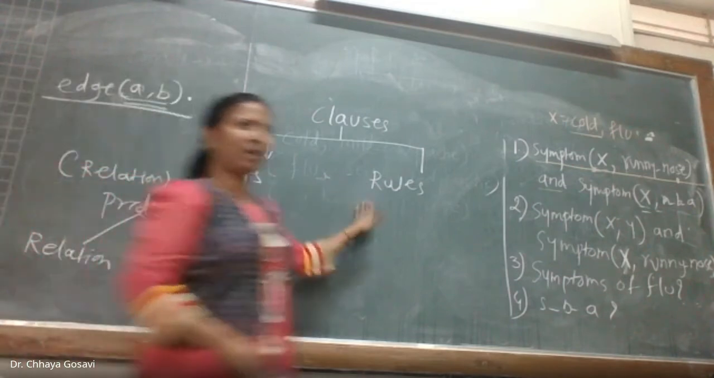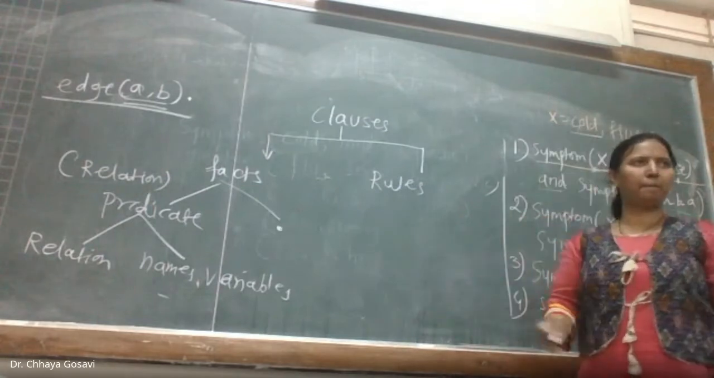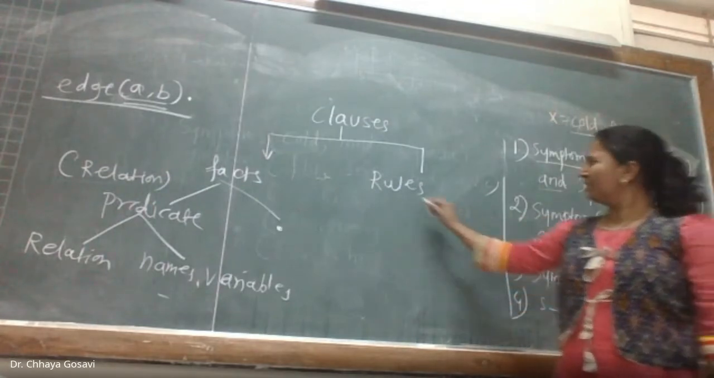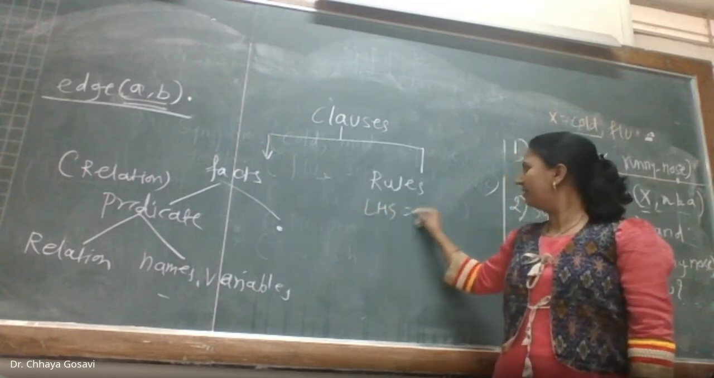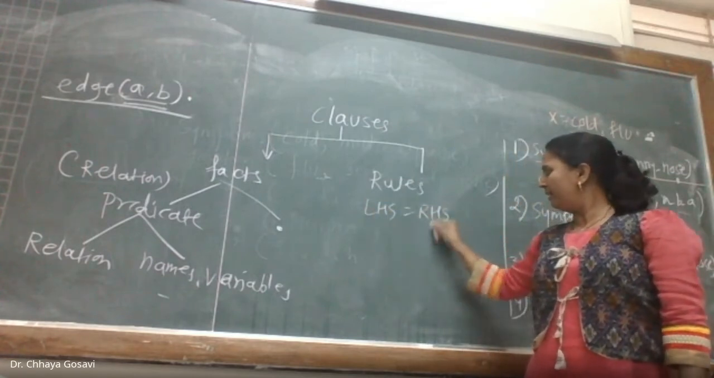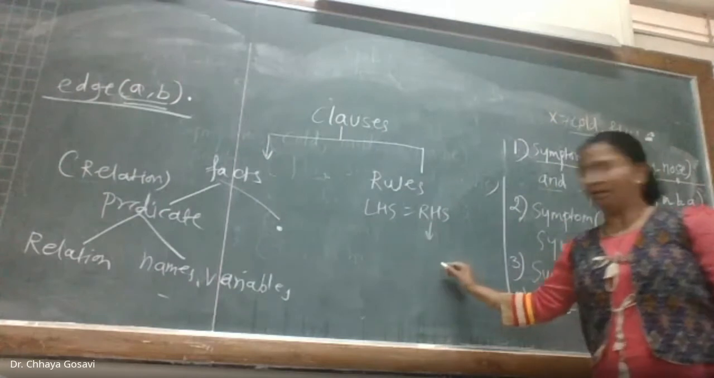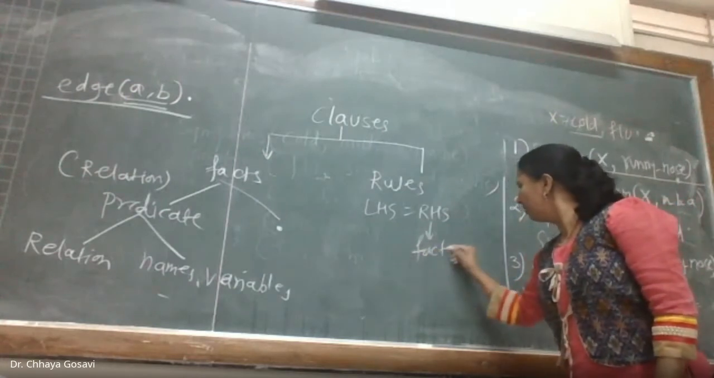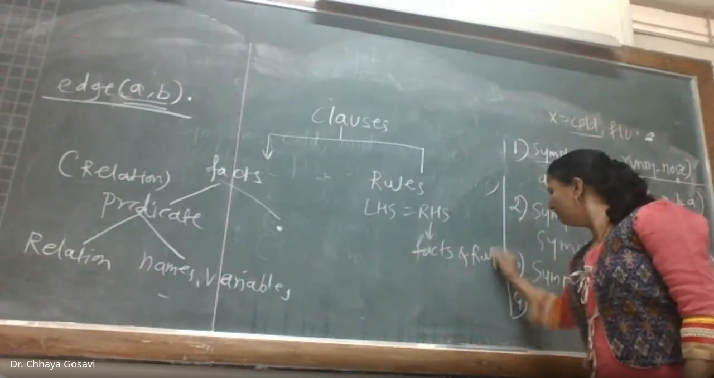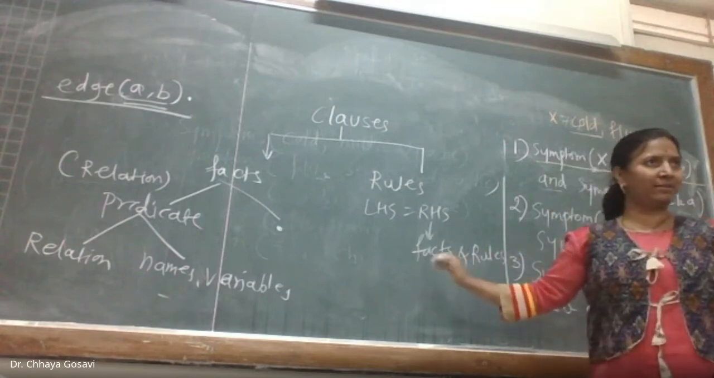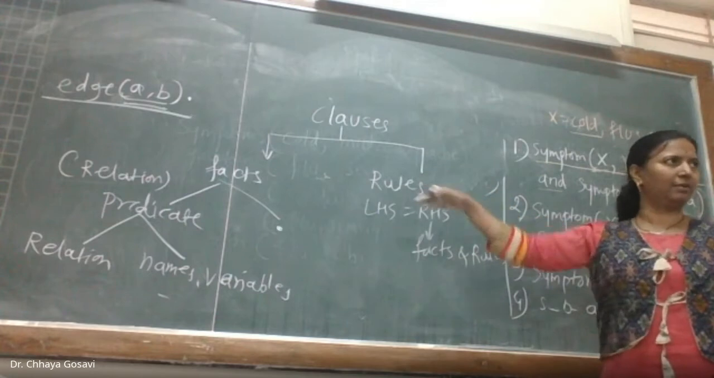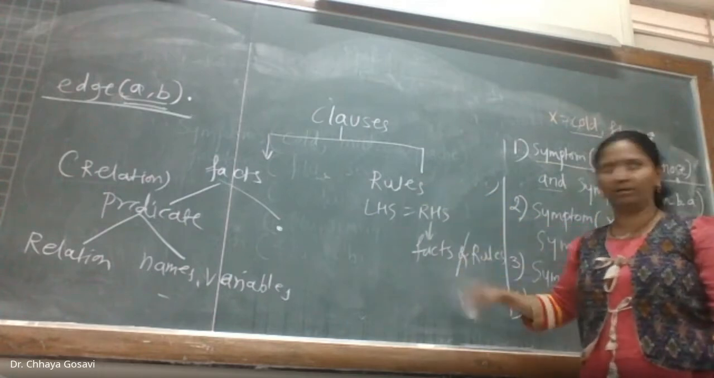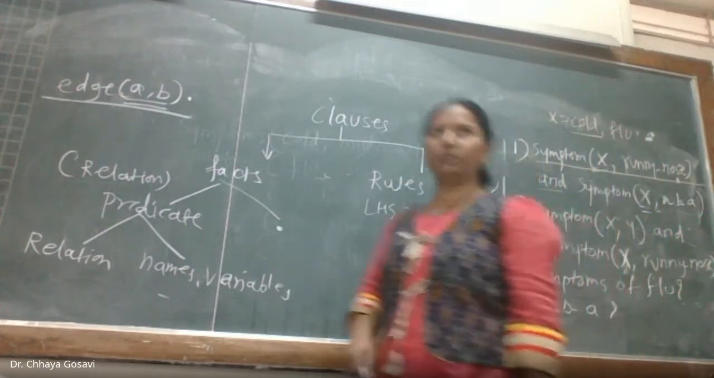What are rules? How can we define a rule? A rule is again a clause. It has a left hand side and a right hand side. And the right hand side can contain facts and rules. So you can have a fact like A comma B, and a rule, another rule, and or B, to get a rule.